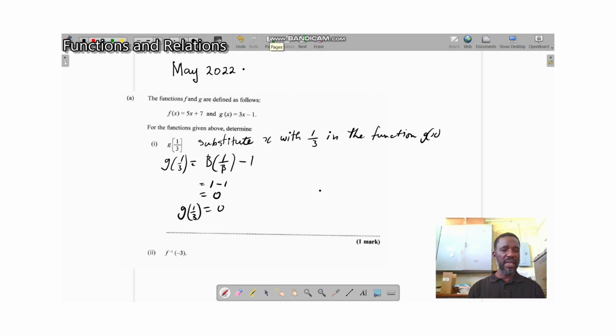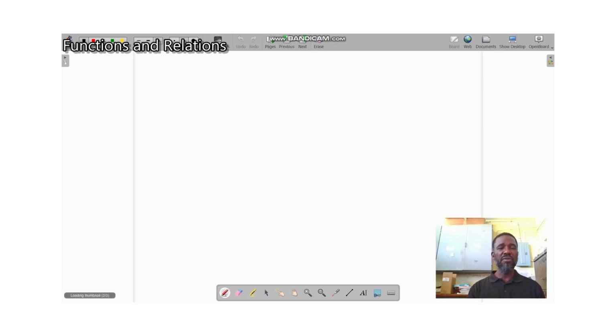Our next part of the question is asking us to find f inverse of -3. I did a video on finding the inverse of a function, so you can go back and watch that video. But just for a refresher, we are going to find the inverse of f first, then we find f inverse of -3. So f of x is equal to 5x plus 7.